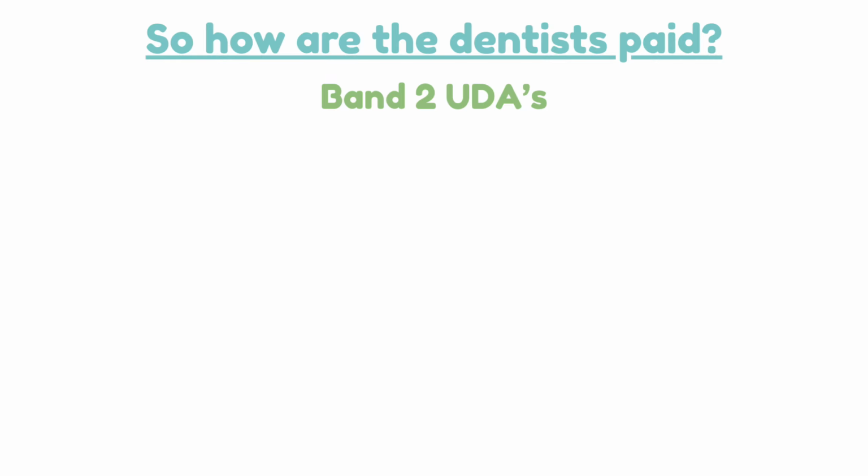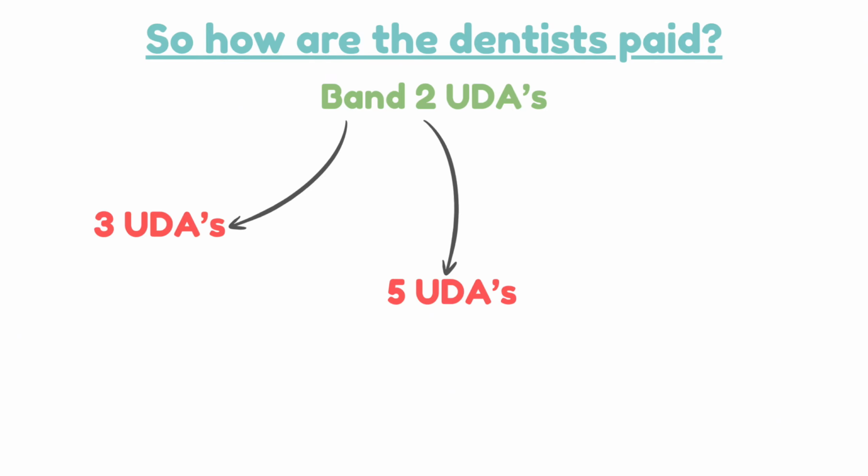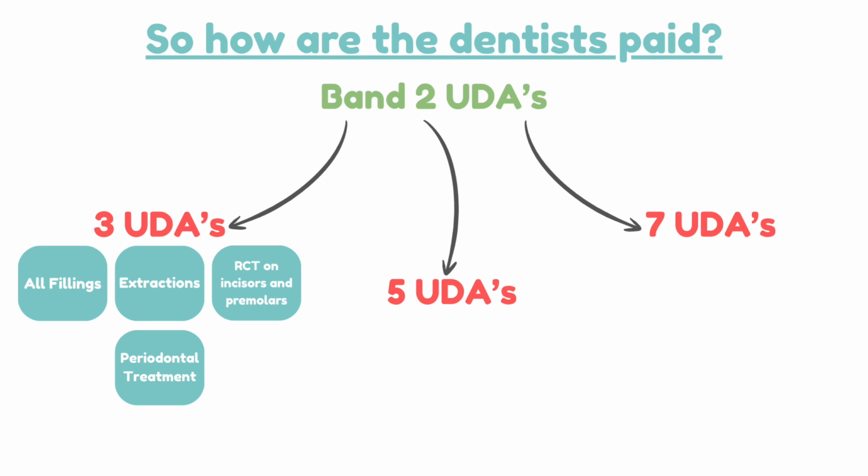Now let's look at the band 2 UDAs. With band 2, it could be split up into 3 types of UDAs that the dentist can get. They can either get 3 UDAs, 5 UDAs, or 7 UDAs. For 3 UDAs, that's basically including all fillings, all extractions, root canal treatments but only on incisors and premolars, and periodontal treatment, so that deep cleaning for gum disease.